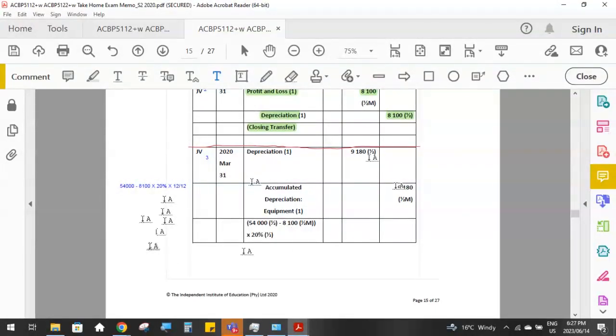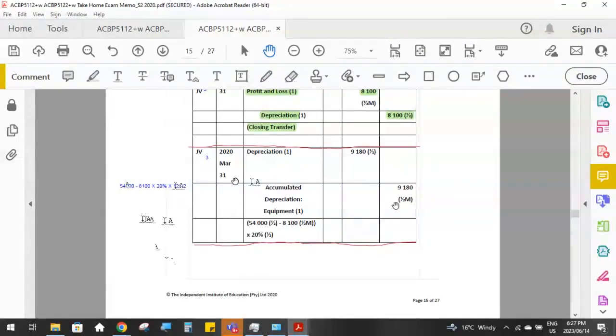You must show your calculations. And again, the accounts are going to be debit depreciation, credit accumulated depreciation, equipment with the amount that we've calculated. And then again, we can rule off. That's the end of that journal entry, and our debits equal our credits.